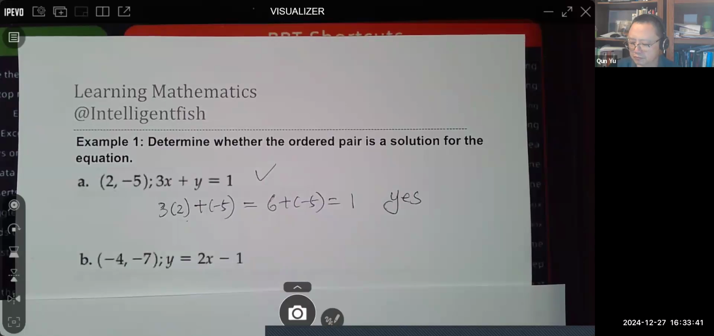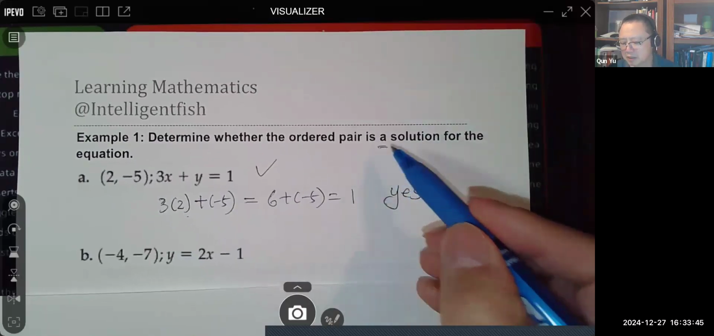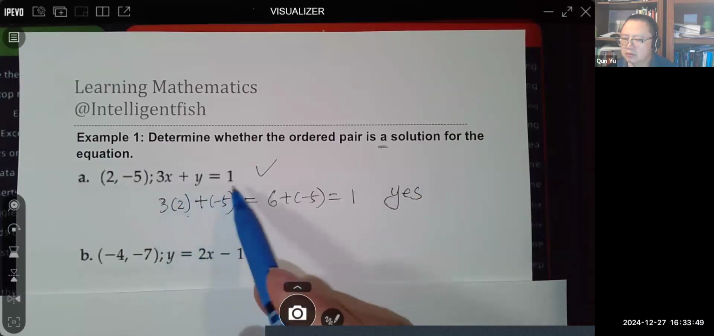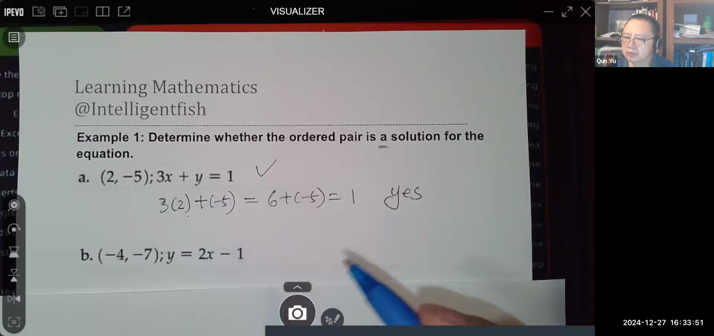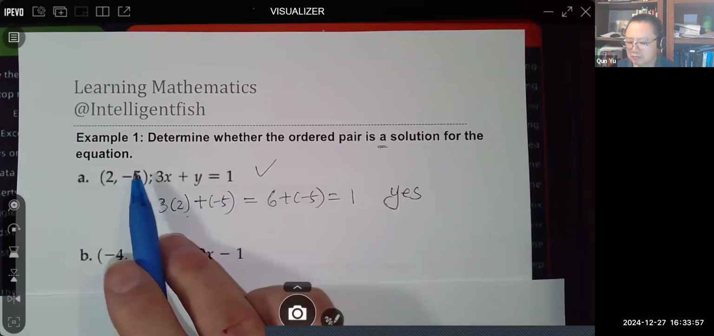Now, as I just said, it is a solution, right? Because for a linear equation with 2 unknowns, we actually have infinitely many solutions, and this is just one of them.